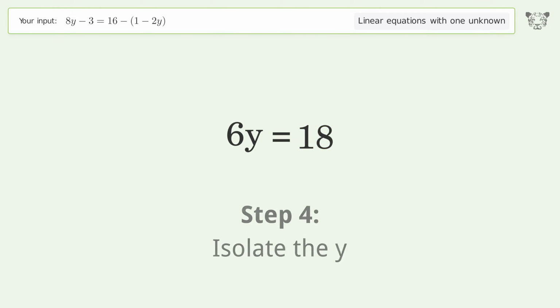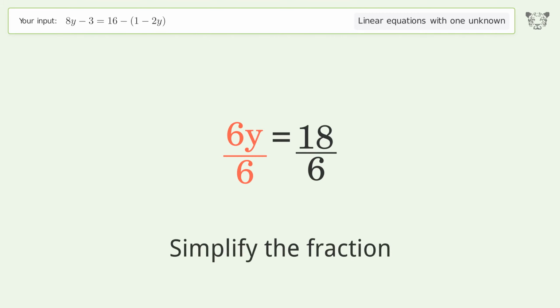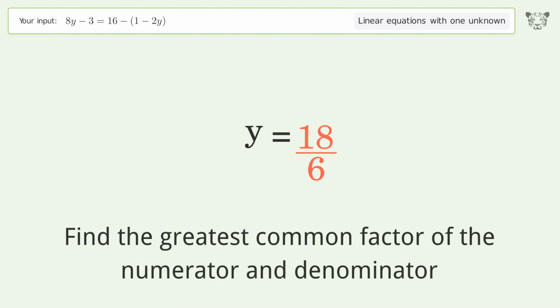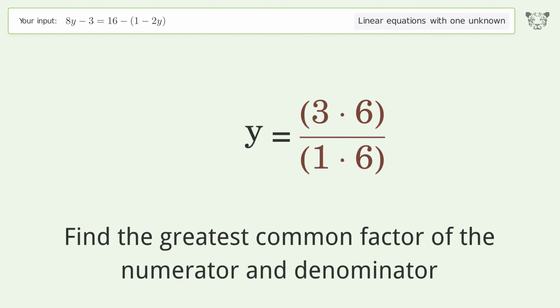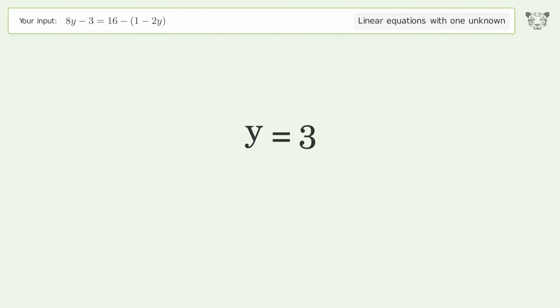Isolate the y. Divide both sides by 6. Simplify the fraction. Find the greatest common factor of the numerator and denominator. Factor out and cancel the greatest common factor. And so the final result is y equals 3.